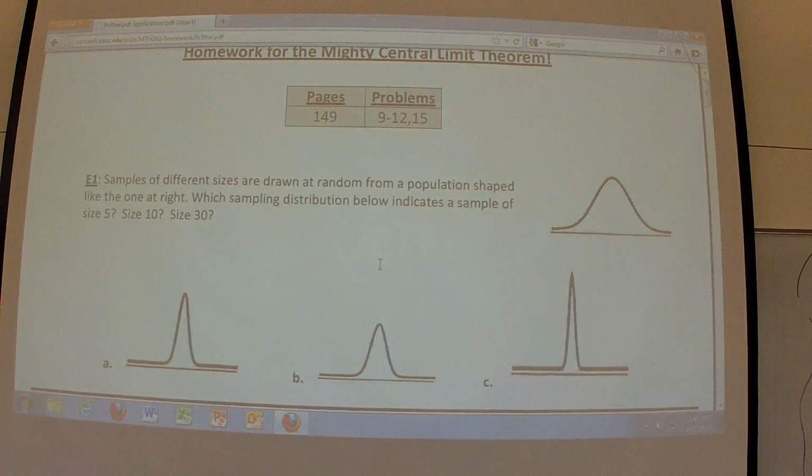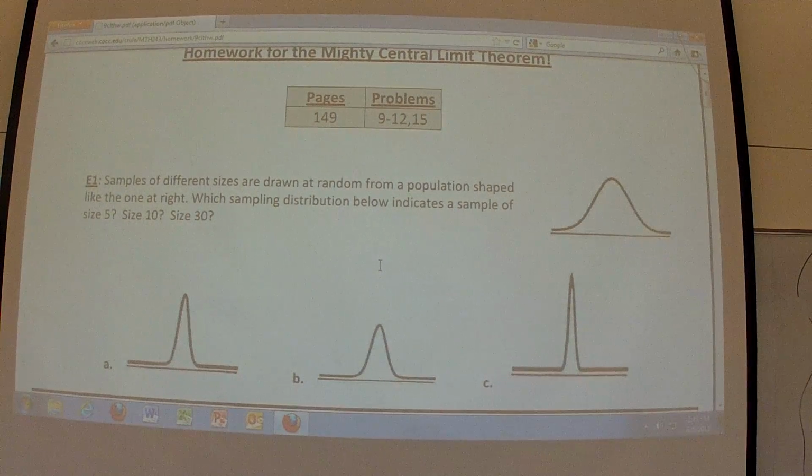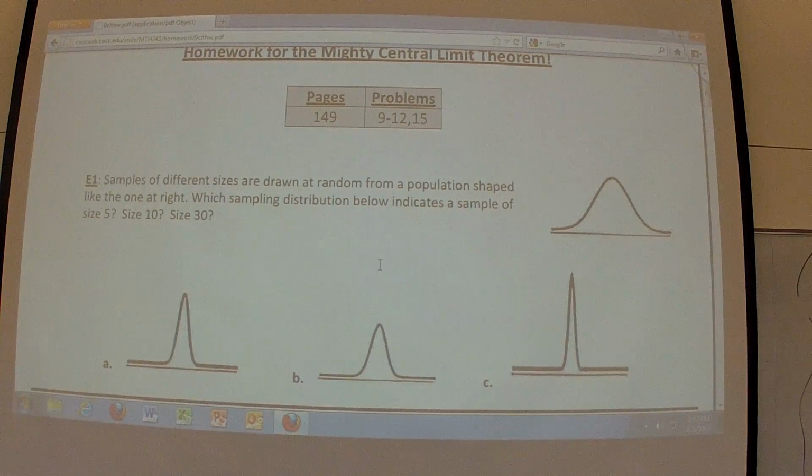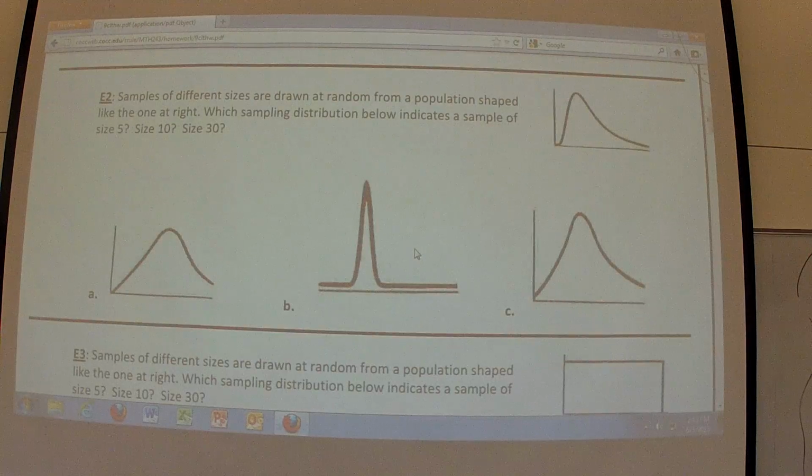So what I'm saying is we understand this one, right? Sample of size 5: B. Sample of size 10: A. Sample of size 30: C. Okay, we're happy. Good. All right, let's go. I love the Central Limit Theorem.